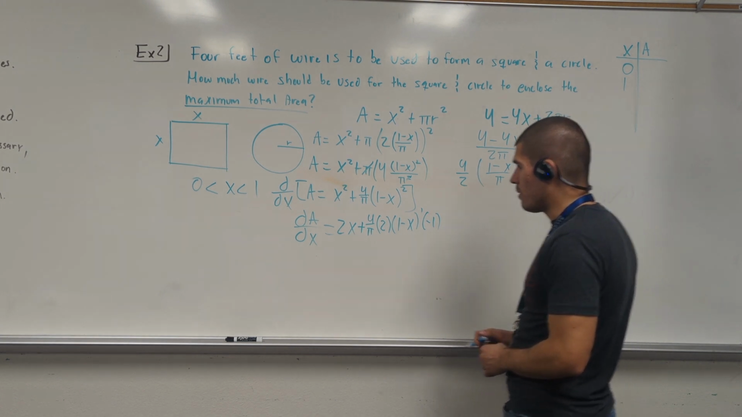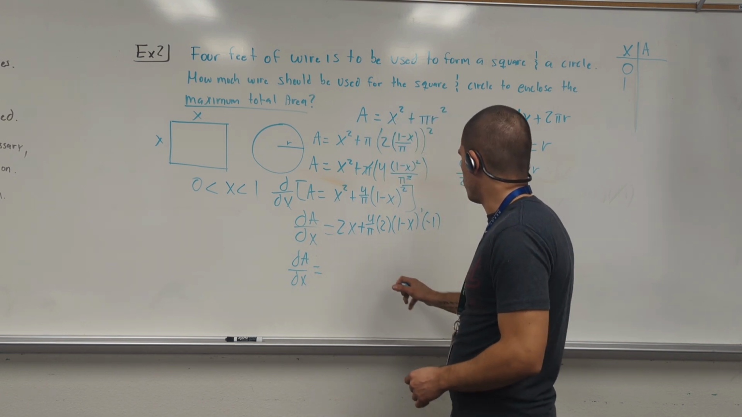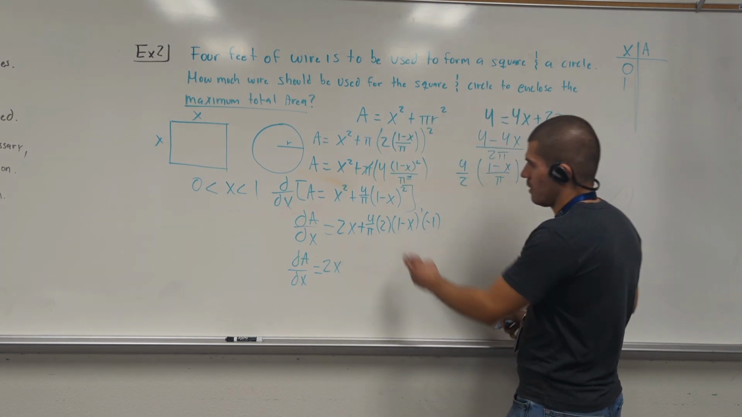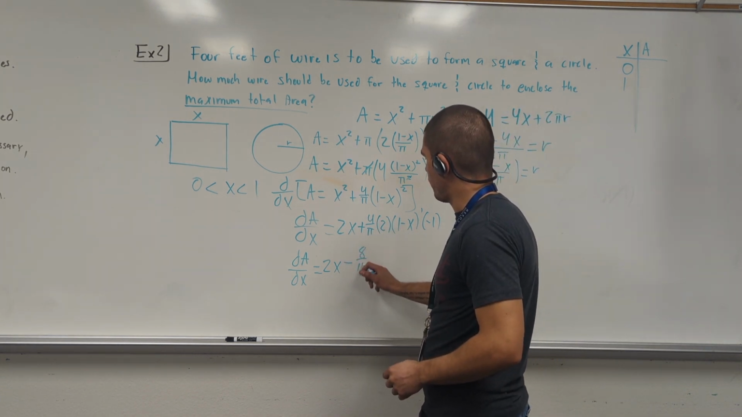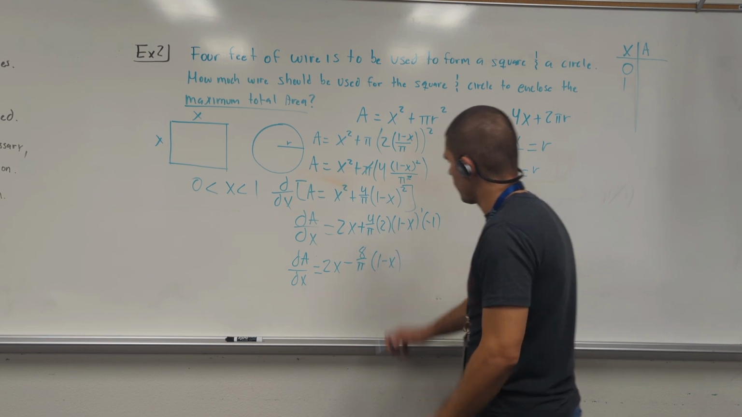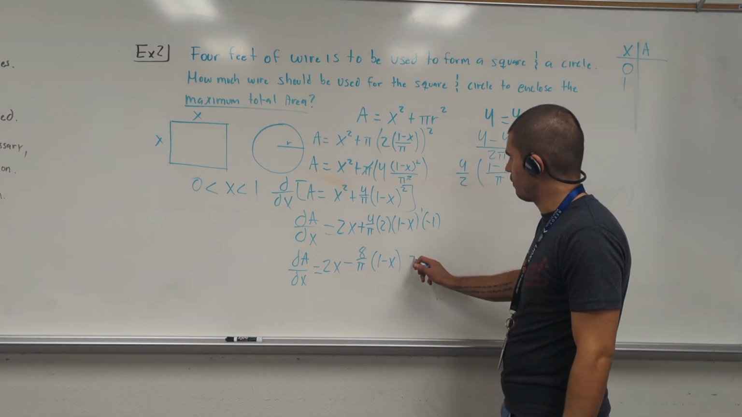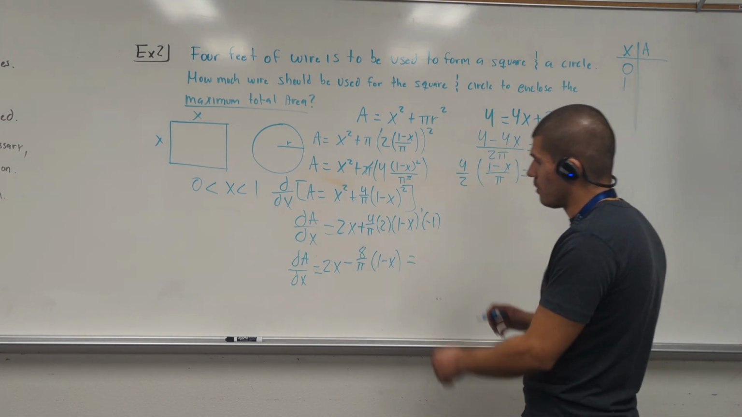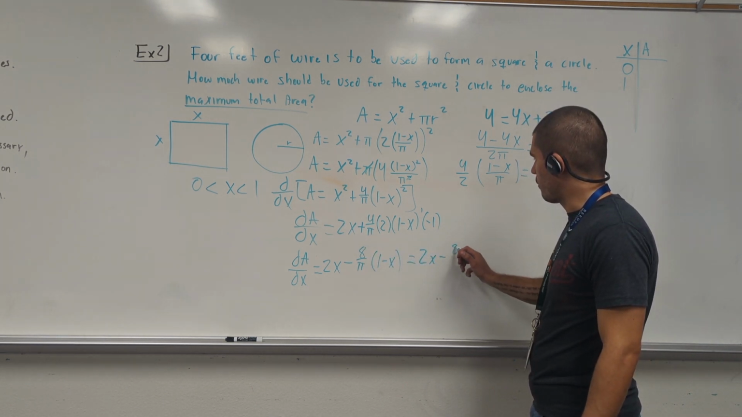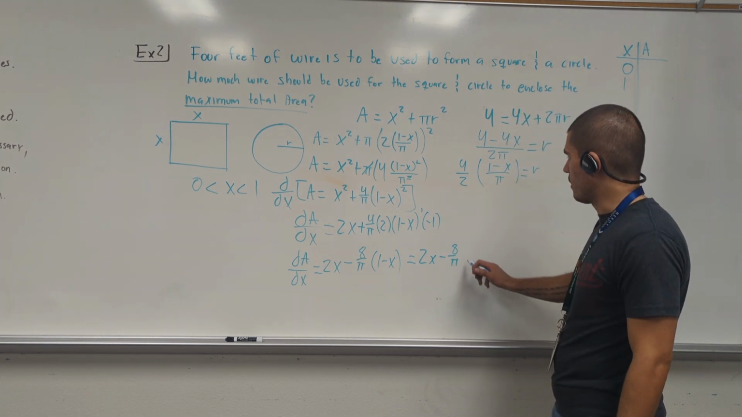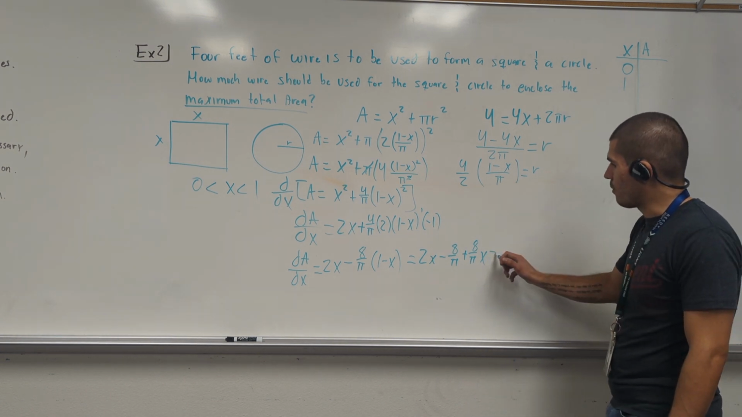So if I clean that up a little bit, the change in a over the change in x is equal to 2x, then 4 times 2 times negative 1, so minus 8 over pi, and then I have this 1 minus x. Okay? I just need to figure out where this is equal to 0. So I'm going to do a little bit more distribution. I'm going to do 2x minus, if I distribute that, 8 over pi, and then negative times negative would give me a plus, and that will be 8 over pi x. Cool. I need to figure out where this is equal to 0.